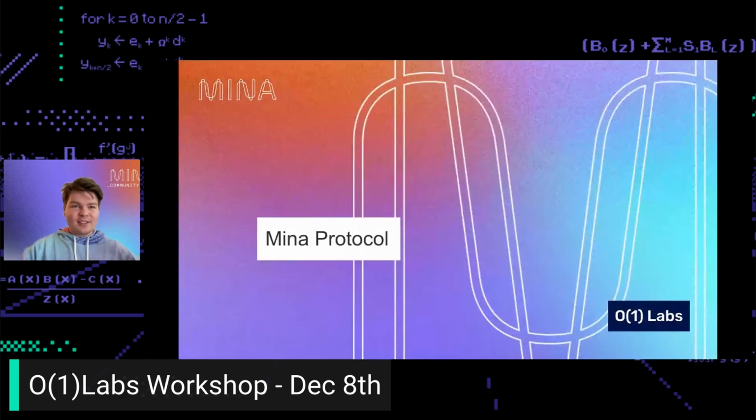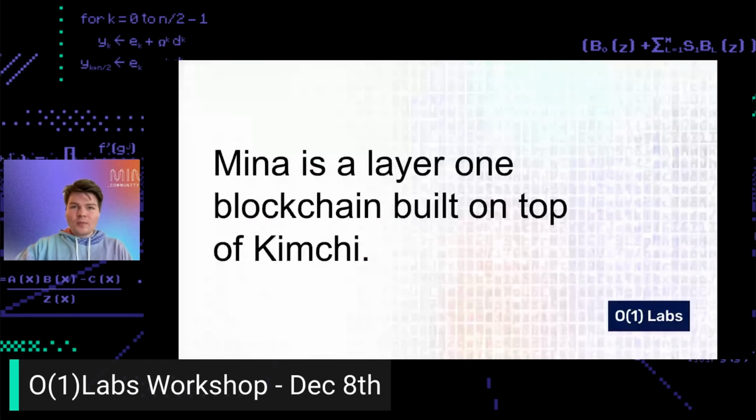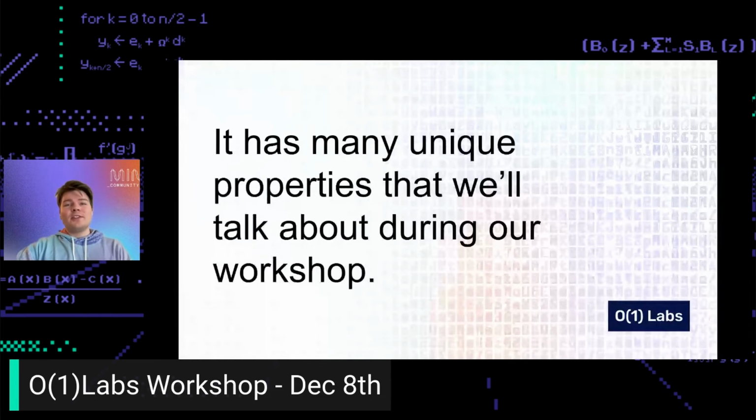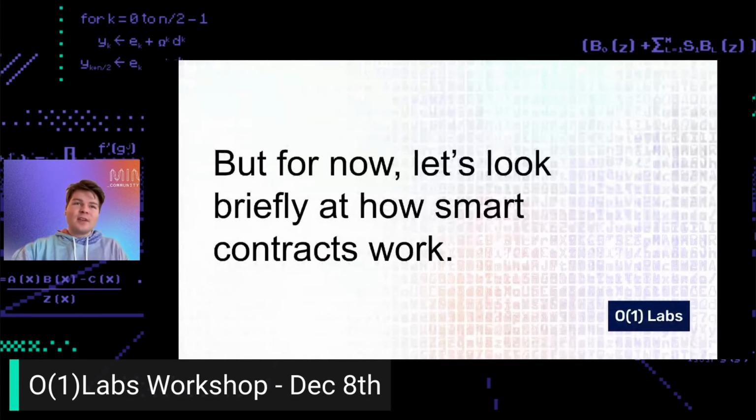Okay, so that's Snarky.js. What about the Mina protocol? Well, the Mina protocol is a layer 1 blockchain that's built on top of Kimchi. So it's a pretty different design from other existing blockchains, and it has a lot of unique properties that fall out of this. We'll talk about that more during our workshop. There are some really cool things that are possible with Mina that aren't possible with anything else right now. But for now, let's look briefly at how smart contracts work.